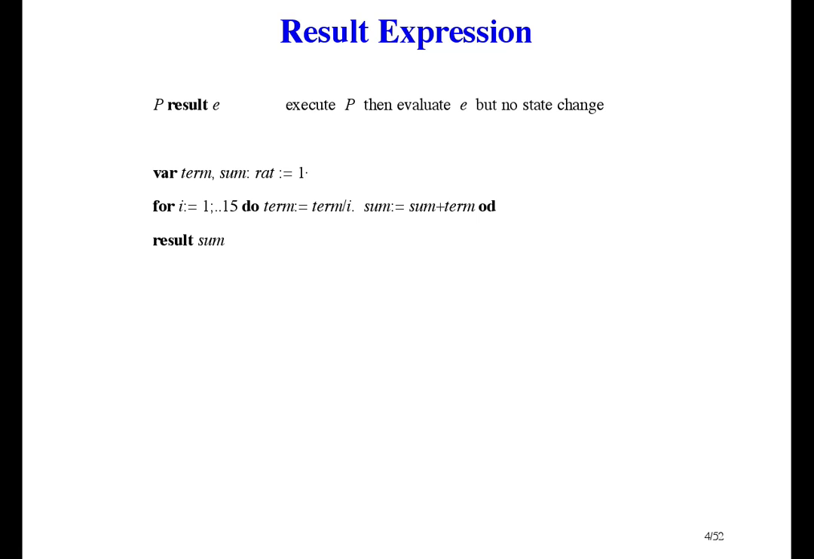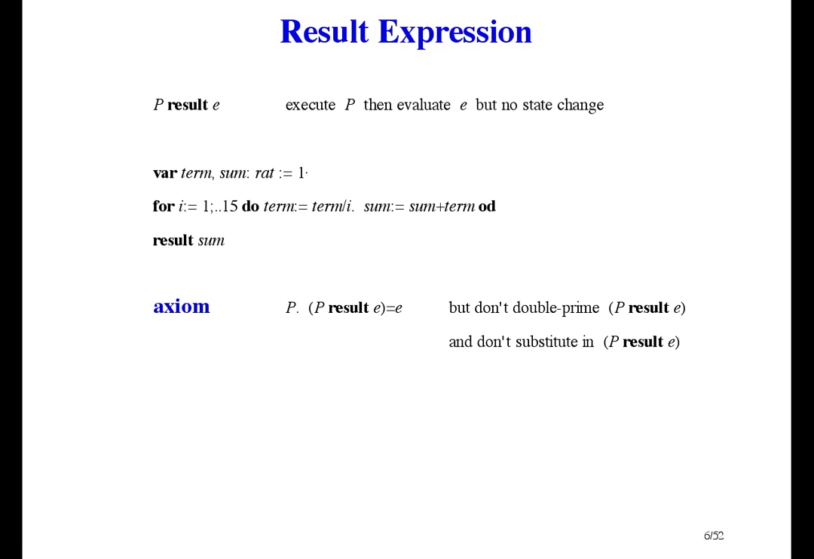P starts by declaring two local variables and initializing them. Then there's a loop. Then the result is the value of one of the variables. By the way, it computes the base of the natural logarithms, which we usually call E. Here's its axiom. After executing P, the result expression is equal to E. But don't double prime the result expression and don't substitute in it.